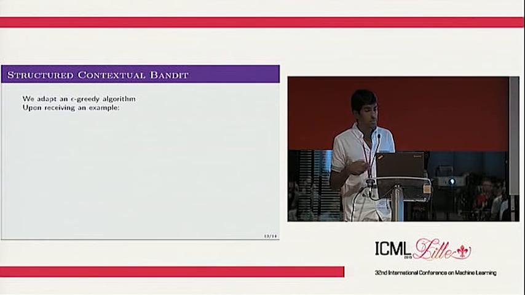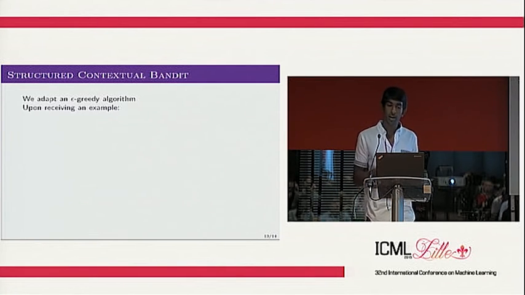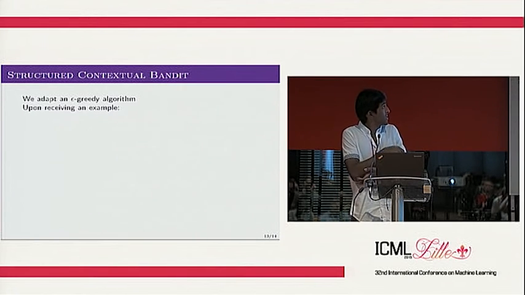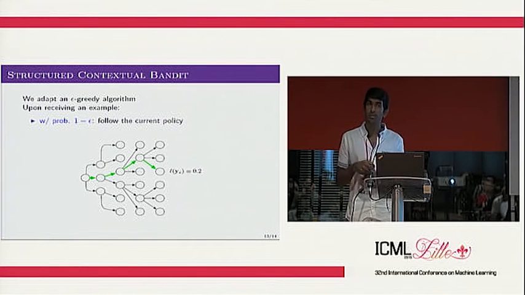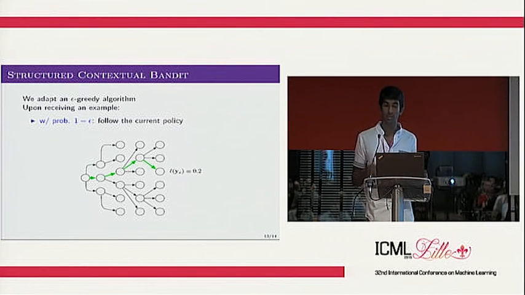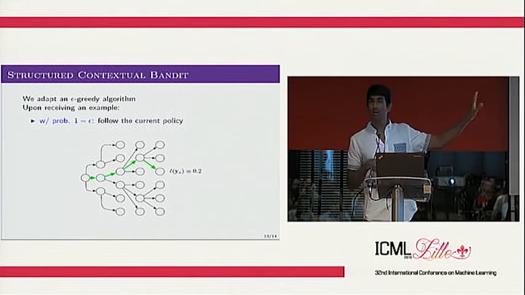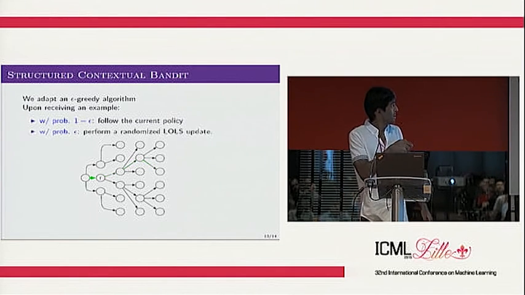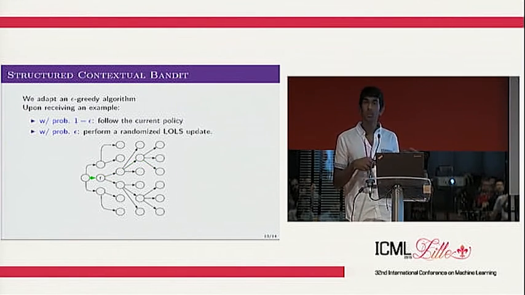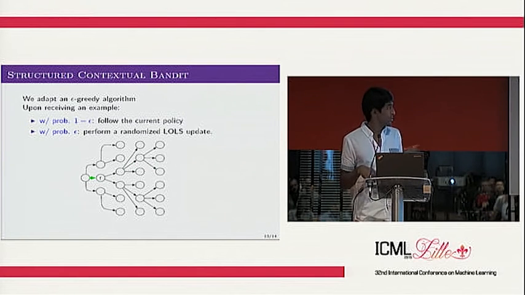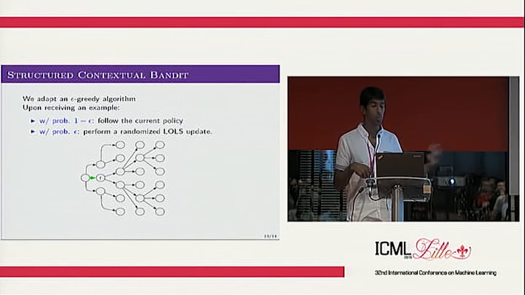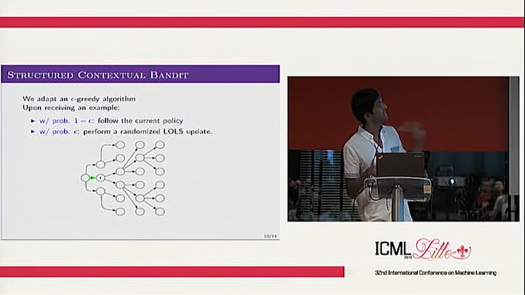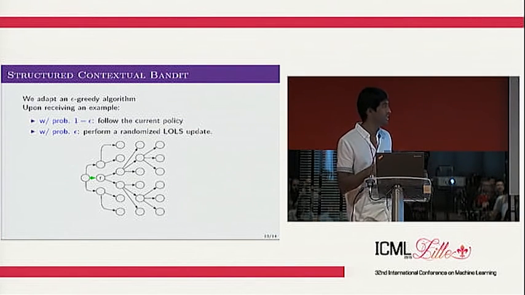So here, what we're going to do is we're going to just run a randomized variant of the LOLS algorithm. And this is how it goes. Upon receiving an example, with probability 1 minus epsilon, we exploit. We just follow the policy that we have. So we take the learned policy all the way to the end, and we pick up some loss, and that's that. With probability epsilon, we're going to perform a randomized LOLS update. So what we do is we pick a decision point, 1 to T, if the depth of this tree is T, and we pick a decision point 1 to T, we roll in to that point with the learned policy.